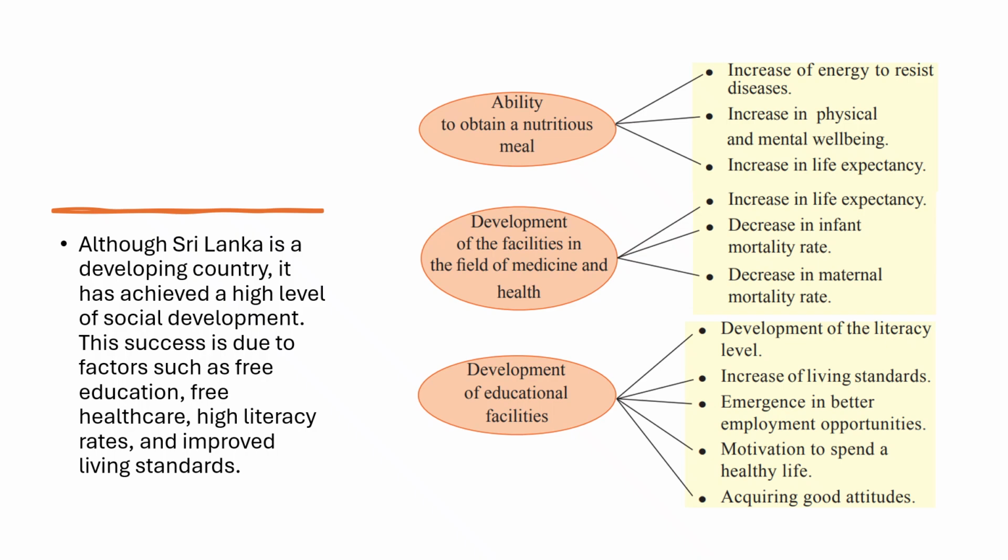And now we have more work. Anyway, as you can see here, we have ability to obtain a nutritious meal, increase of energy to resist diseases, increase in physical and mental well-being, increase in life expectancy. Next, we have development of facilities in the field of medicine and health. This gives decrease in maternal mortality rate, increase in life expectancy, and so on. And development of educational facilities, we have increase of living standards, acquiring good attitudes, motivation to spend a healthy life, and so on.